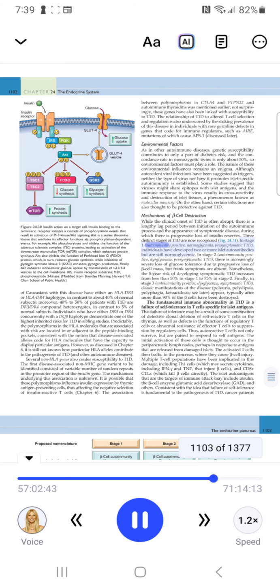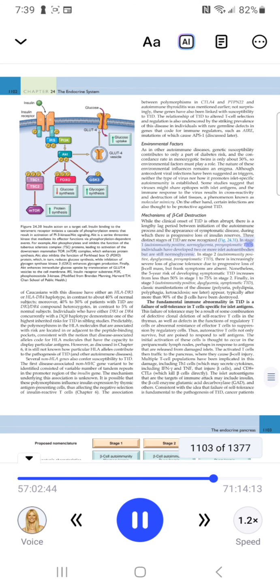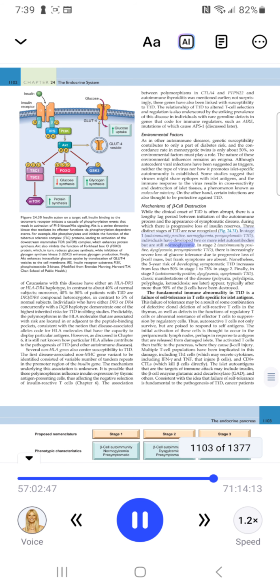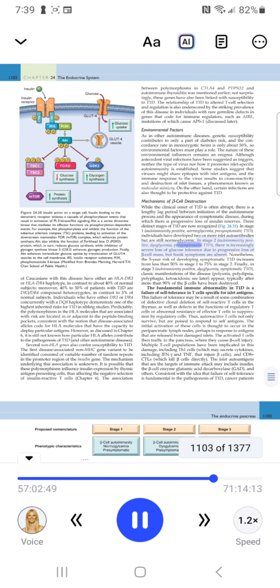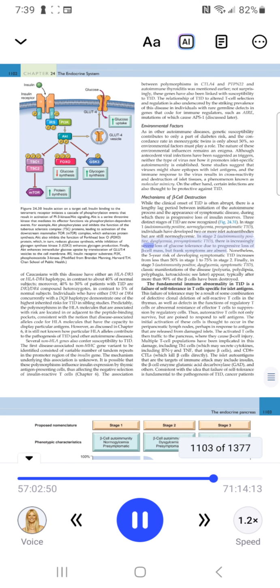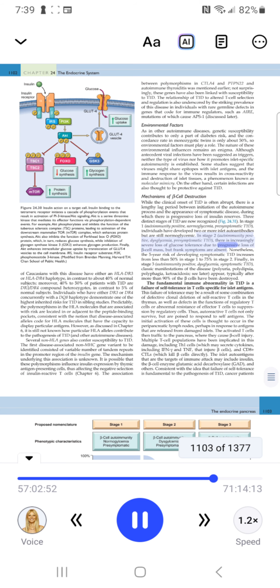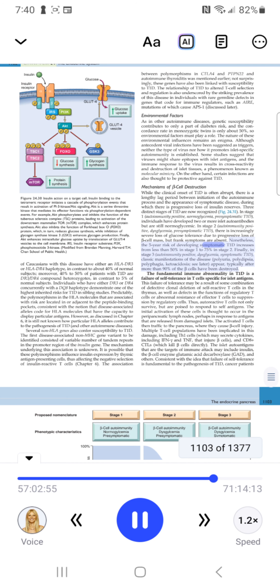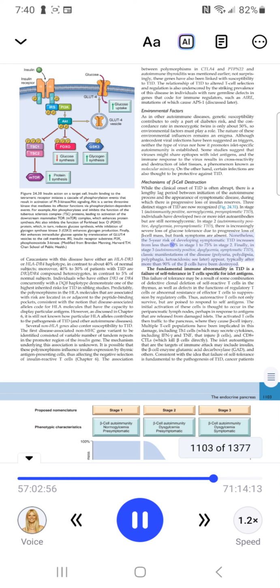In stage 1, autoimmunity positive, normal glycemia, pre-symptomatic T1D, individuals have developed 2 or more islet autoantibodies but are still normoglycemic. In stage 2, autoimmunity positive, dysglycemia, pre-symptomatic T1D, there is increasingly severe loss of glucose tolerance due to progressive loss of beta cell mass, but frank symptoms are absent. Nonetheless, the 5-year risk of developing symptomatic T1D increases from less than 50% in stage 1 to 75% in stage 2.